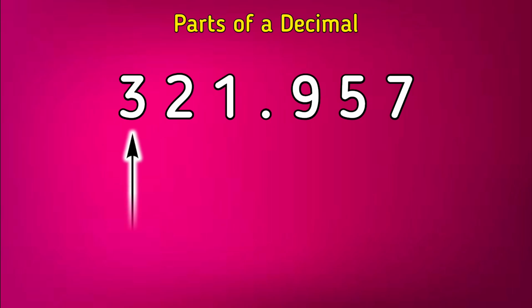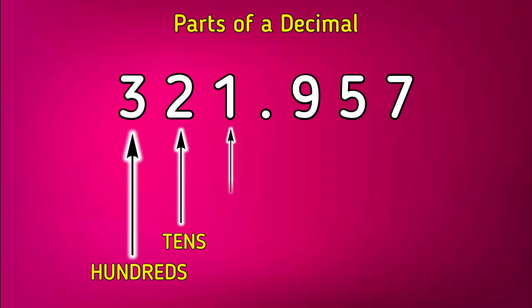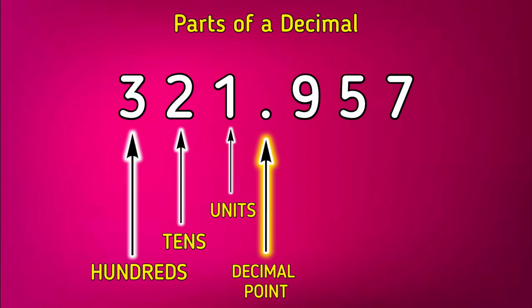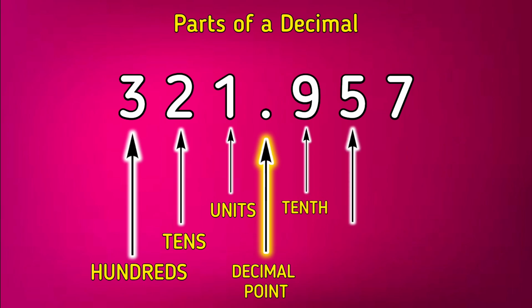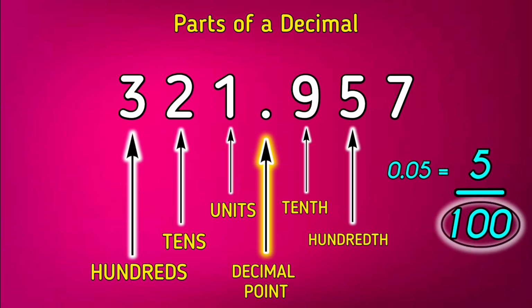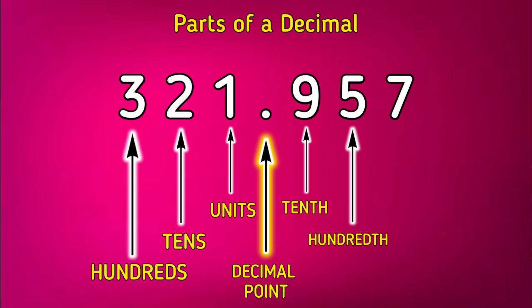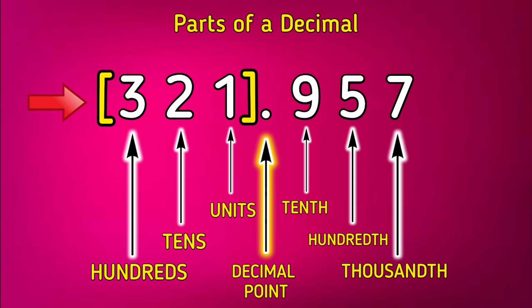Now let's see the parts of a decimal. 321.957. 3 is called the hundreds, as we all know since we were small. 2 is called the tens and 1 is called the units. The point in between 321 and 957 is called the decimal point. Then it becomes different. 9 is called the tenth because it has 10 as its denominator. 5 is called the hundredth because it has 100 as its denominator. And finally 7 is called the thousandth. The left side of the decimal point, which is 321, is called the whole numbers.